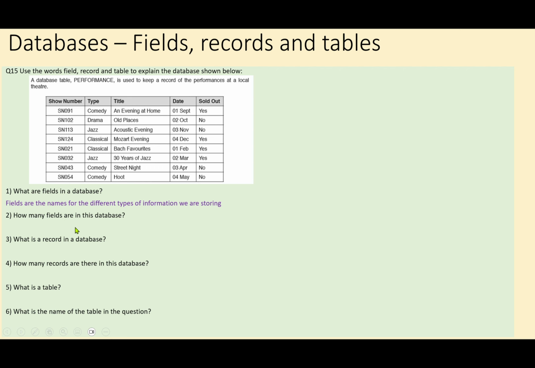Okay, how many fields are in this database? So we can count them. 1, 2, 3, 4, 5. So there are 5.